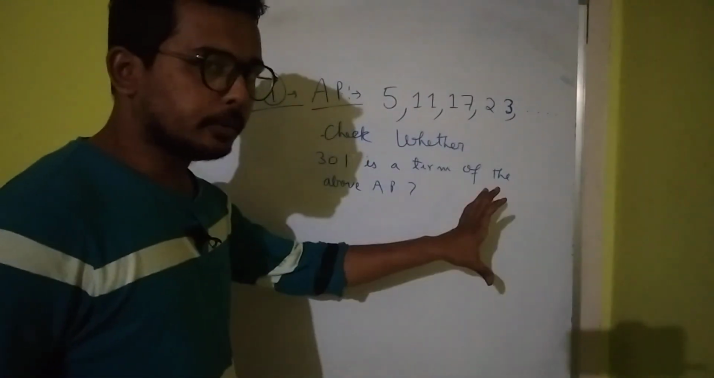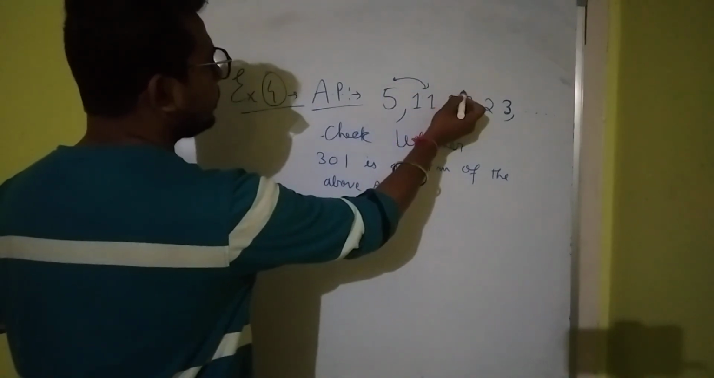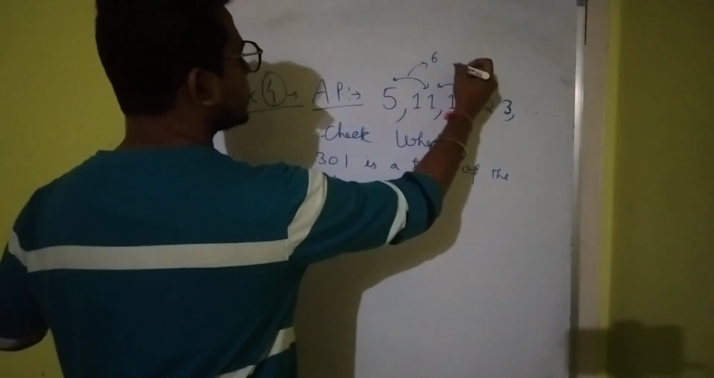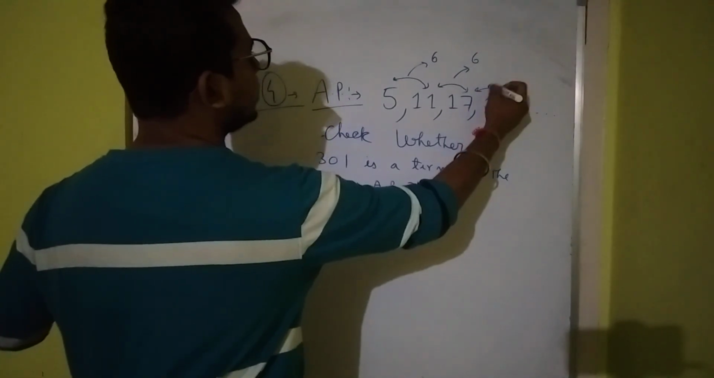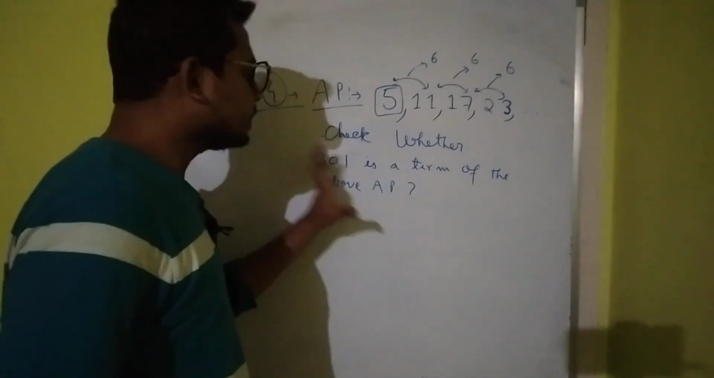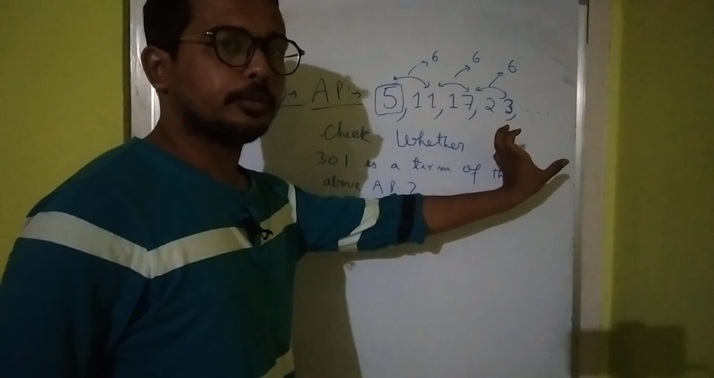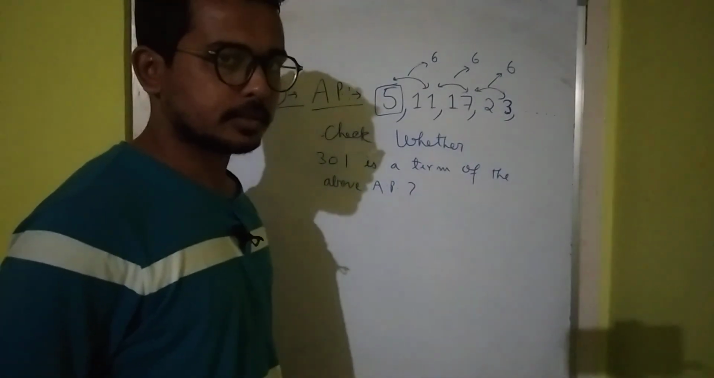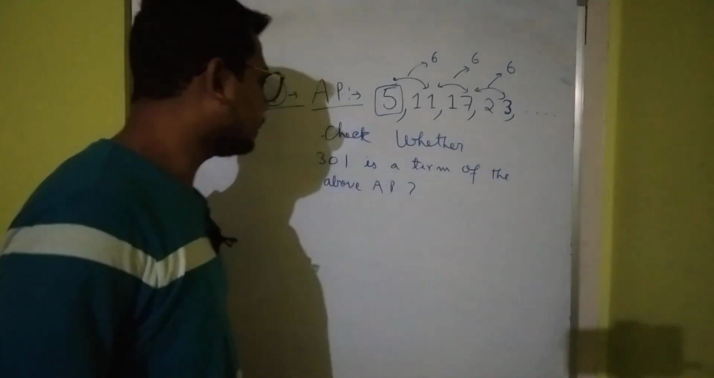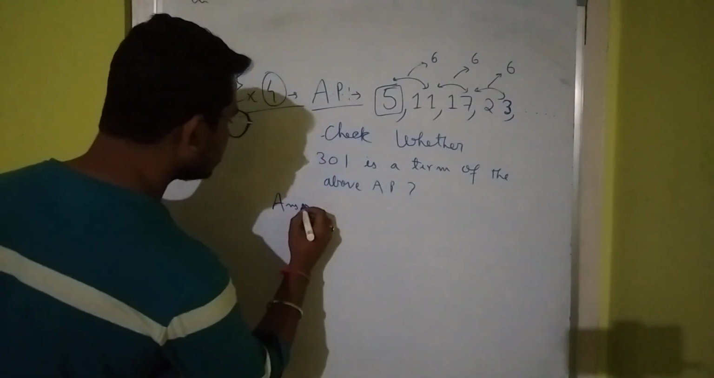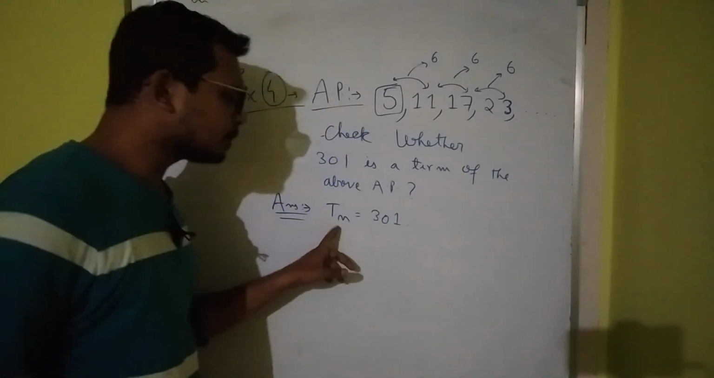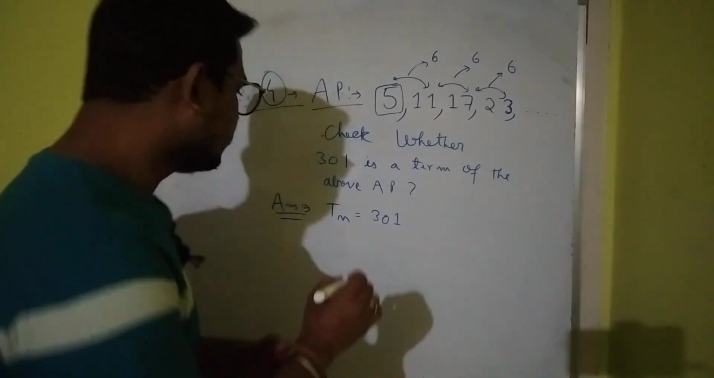सो एक AP दिया हुआ है, इसका कॉमन डिफरेंस कितना है? लेट्स फाइंड इट आउट दैट फर्स्ट. ओके, सो ये बन गया 6, ये बन गया 6 और ये भी बन गया 6 एंड द फर्स्ट टर्म इज 5. तो चेक वेदर 301 इज ए नंबर प्रेजेंट इन दिस अबव सीक्वेंस. इसका मतलब है कि क्या 301 इस सीक्वेंस में प्रेजेंट है या नहीं है. सो हम लोग क्या करेंगे, हम लोग nth टर्म को 301 मान लेते. वहाँ से कुछ आएगा, राइट? तो प्रूव इट और चेक इट.